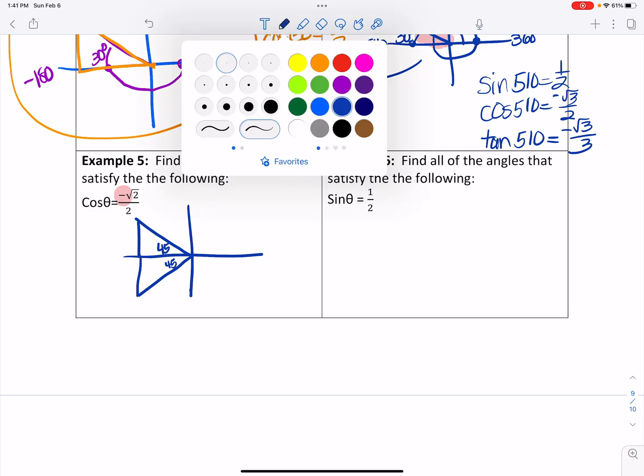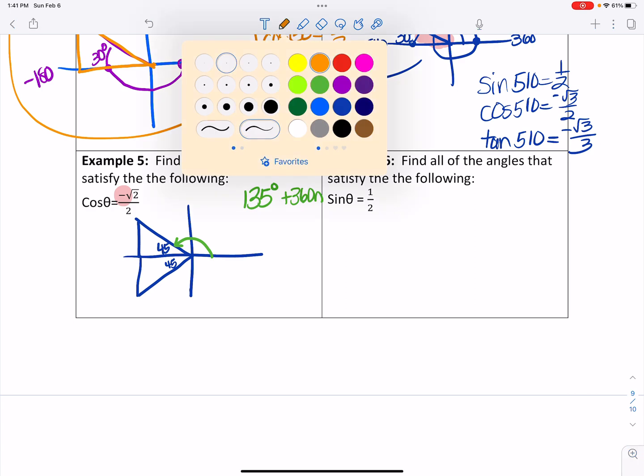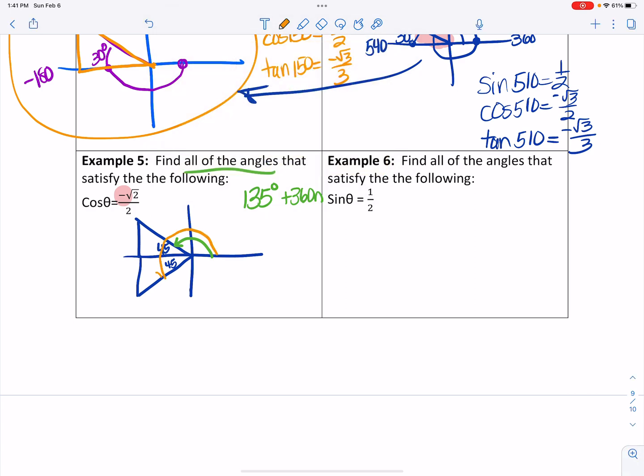So what angles would that be? Wouldn't this one right here be 135 degrees plus or minus 360n, because it's saying all of the angles, okay? And then wouldn't this one be 45 on the other side? So wouldn't that be 225 plus or minus 360n, okay?